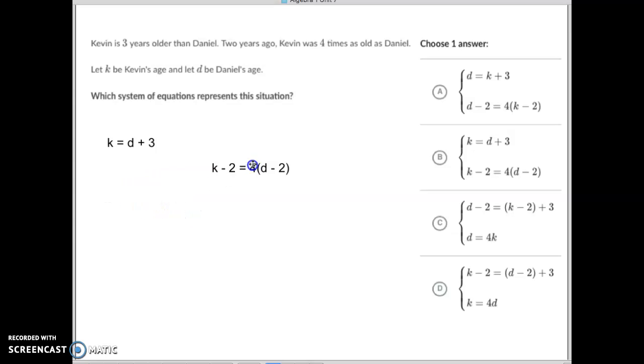So which one matches up to these two? I think if we slide over here and look at letter B, we will notice that letter B matches up to those two. That's how you do it, guys.